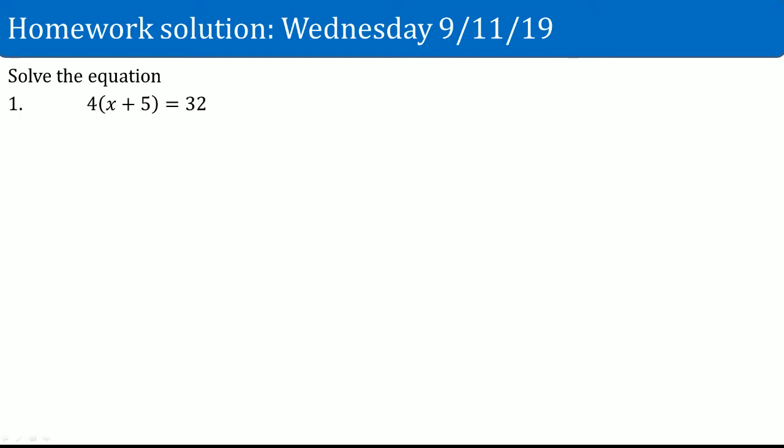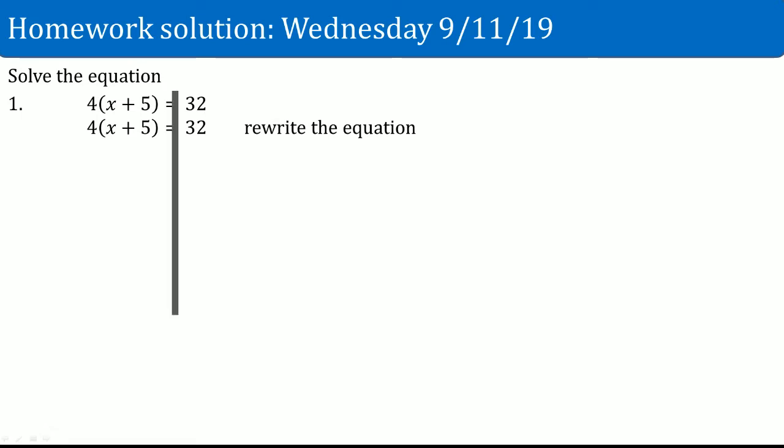So, first step, we have 4 parentheses x plus 5, close the parentheses, is equal to 23. First step is always to rewrite the equation. That's what I did here. And I draw a line straight down to separate my left from my right. Okay, next, we want to get rid of the parentheses first.